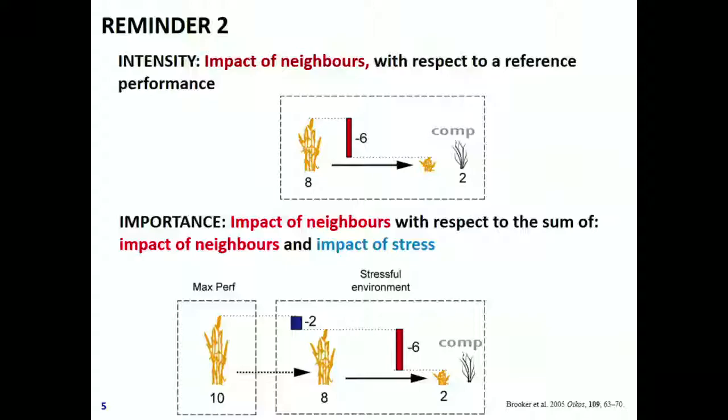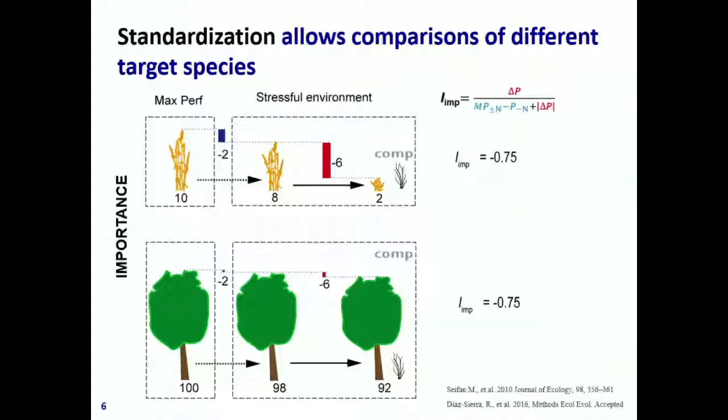Okay, so first property, standardization. I've said already, it allows comparison of different target species. Now you put a small grass and a tree, very different size, but previous importance indices, like the importance index from Seifan, compare the red quantity, the difference in performance due to neighbors, to the sum of these two quantities. So this is the same for a small plant and for a big tree. So the index gives the same value. This is quite obvious when you put it that way, but it was not so obvious at the beginning. So this index doesn't take into account the size of your focal plant, so you need to change that.